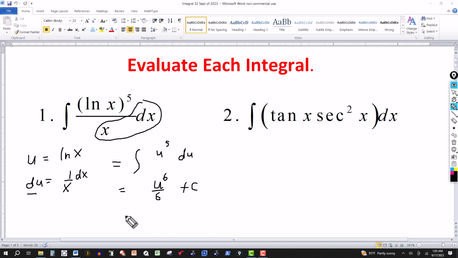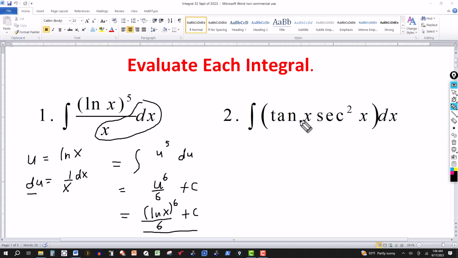And then the last thing you always want to do is go back to the original variable. So the u is ln of x. We'll put ln of x here. And I could put the 6 here, or I could just put the whole thing in parentheses. Don't put it on the x here. That's not the same thing. So I can put the 6 here in parentheses like this. I can put it here. And that's over 6 plus the constant of integration. And that's your answer.